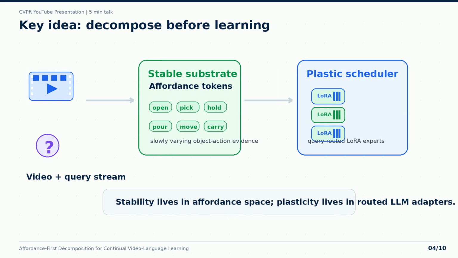Videos are first converted into affordance tokens, such as open, pick, hold, pour, or move. These affordances describe object action regularities and change slowly across domains. The language query is then handled by a lightweight LLM scheduler. In other words, the affordance head is the stable substrate, while query-routed adapters provide plasticity.